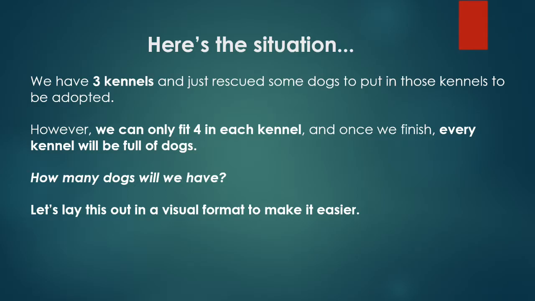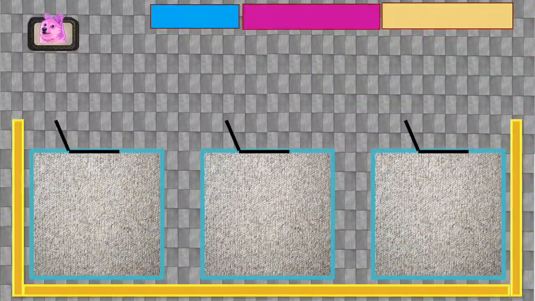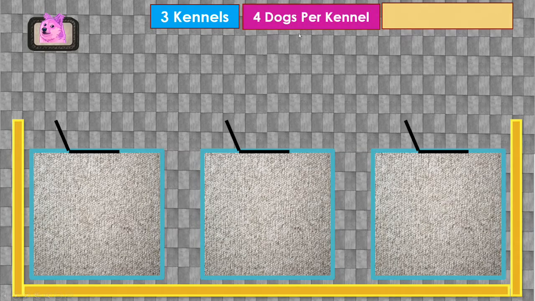Let's lay this out in a visual format to make this easier. So here we have our rescue center. Here are the dogs up here. And then down here we have the kennels. As you can see, we have 3 kennels. The light blue here indicates the kennels. We have 4 dogs per kennel. So let's go ahead and put our dogs in the kennels.